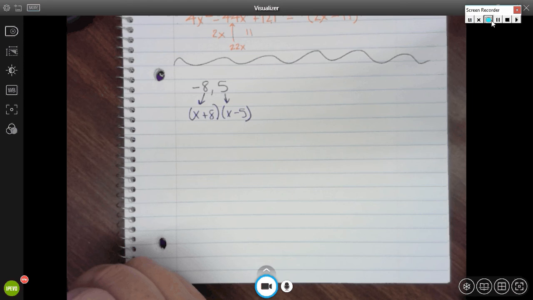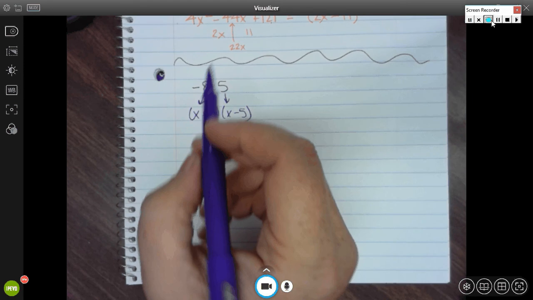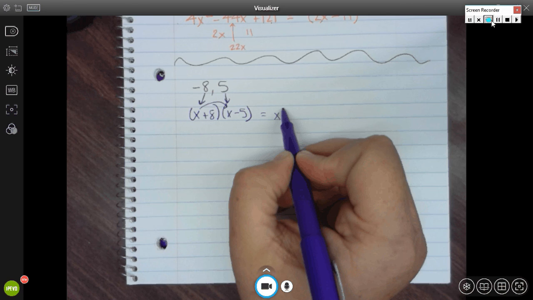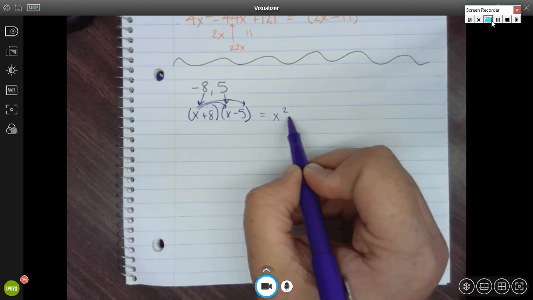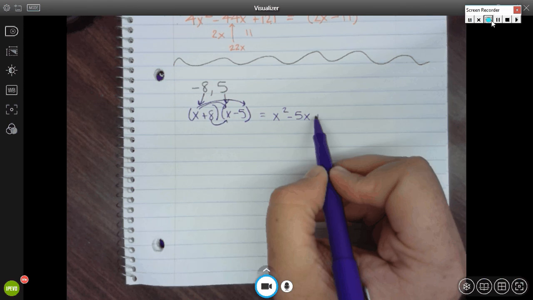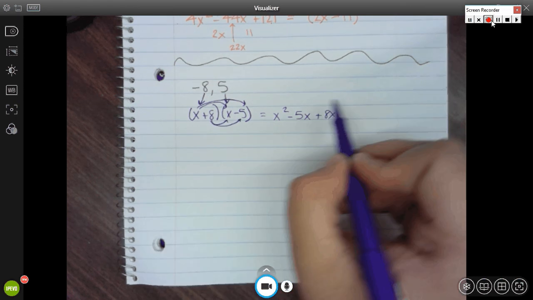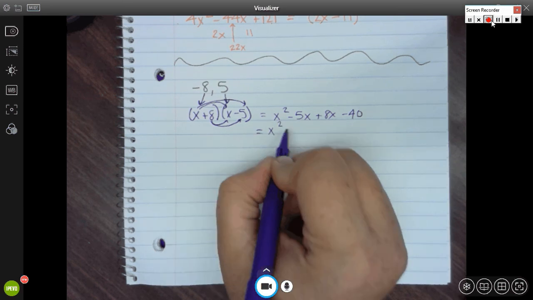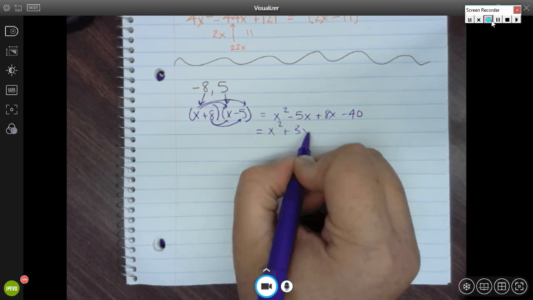Now it asked for standard form, so what I want to do is multiply this out. So x squared minus 5x plus 8x minus 40. So in standard form, I have x squared plus 3x minus 40.